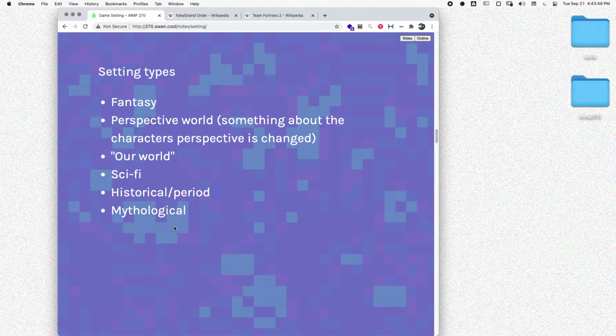Let's keep going. Okay, mythological. So this is another one that's good to think about, like, what is that setting? How does that differentiate from fantasy or historical? Any examples of mythological settings for games? God of War, yeah. Uh-huh, that's a good one.